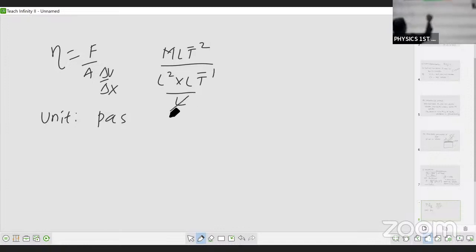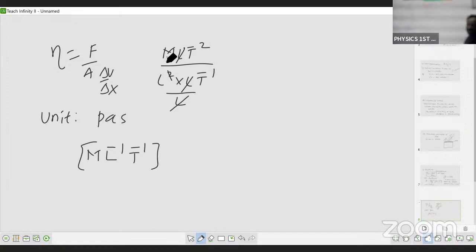Again L, distance L, L cancel. So what is the dimension formula? It means M L inverse T inverse. The force is M into A for acceleration, L T power of minus 2. A for area, velocity means L T inverse, distance means L, L cancel. Going up, L inverse, minus 2 plus 1 means minus 1. So student, you don't need all this, directly M L inverse T inverse is the dimension formula for viscosity.